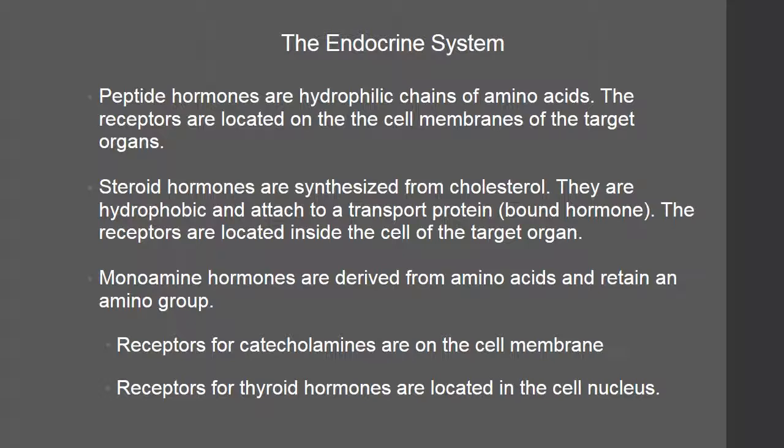Monoamine hormones are also derived from amino acids, and in this case they will retain an amino group. Receptors for the catecholamines, remember catecholamines, epinephrine, norepinephrine, are on the cell membrane. Receptors for thyroid hormones, very powerful thyroid hormones, are located in the cell nucleus itself.